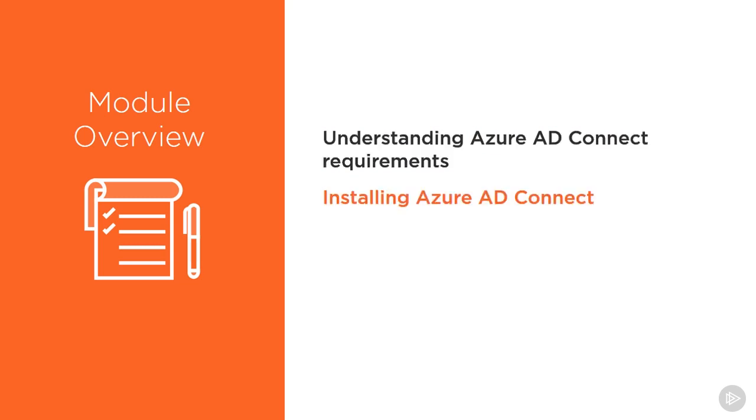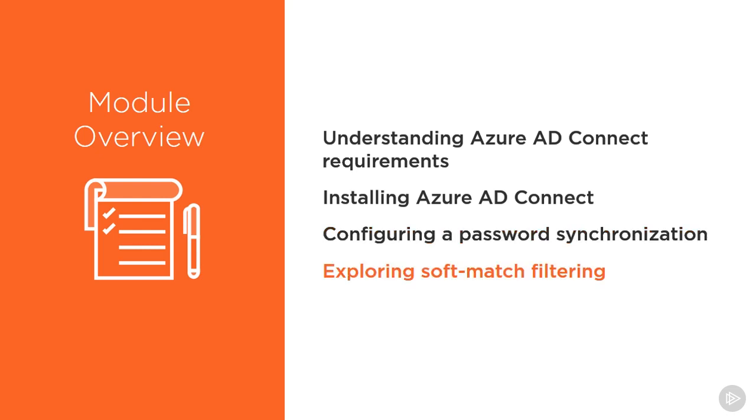We're going to look at that installation of Azure AD Connect and then how to configure password synchronization, because ultimately that's what we want to do. We want to configure password synchronization to allow our users to have either same sign-on or single sign-on. And then we're going to look at a little bit more on the filtering. I introduced that in the last module. It's extremely powerful. We're going to explore soft match filtering as we go through this module here.